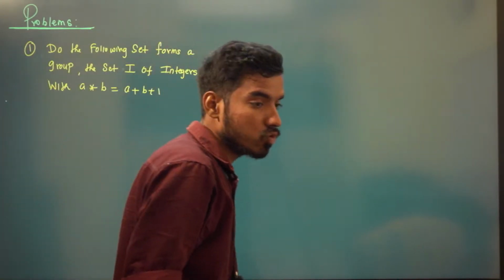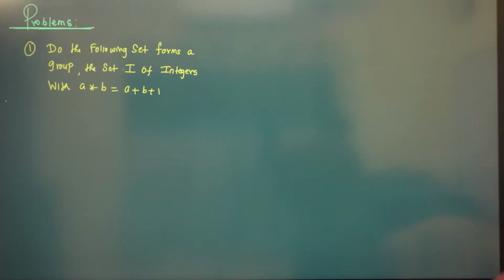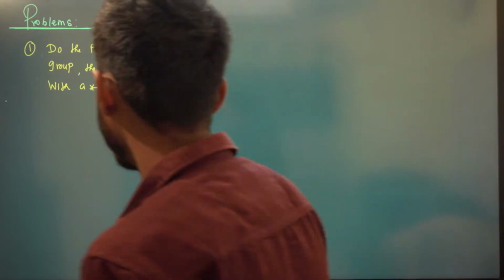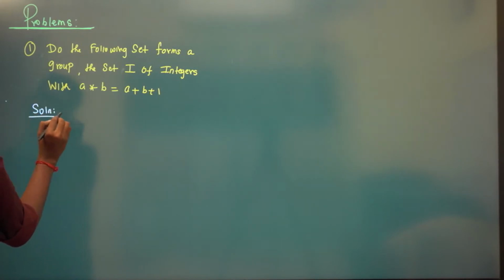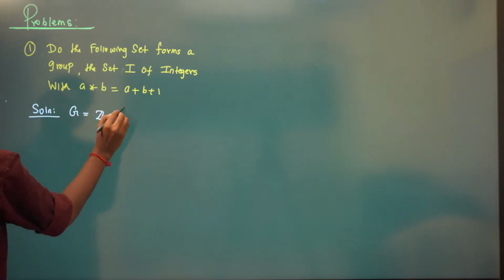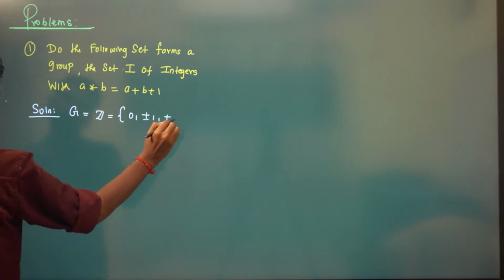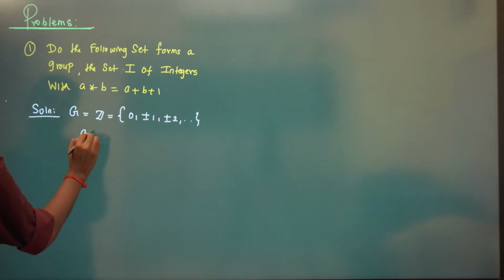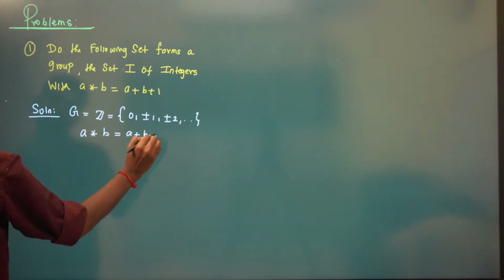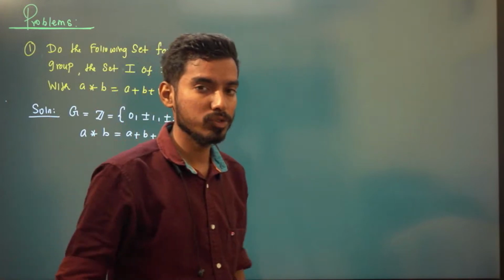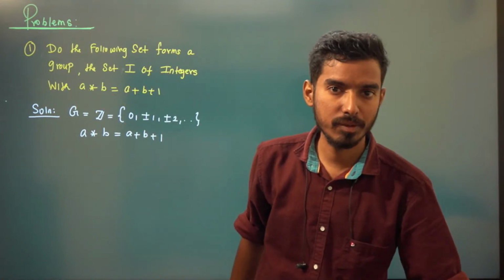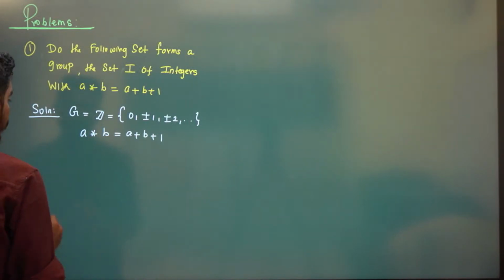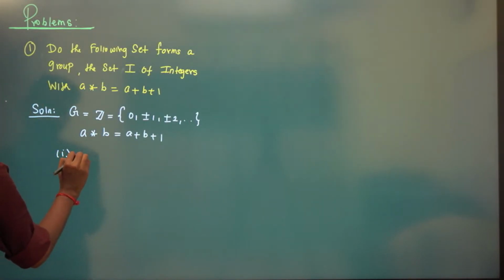Okay, does the following set form a group? The set I of integers with the binary operation a star b equals a plus b plus 1. Right, very simple. So here G is the integers: 0, plus or minus 1, plus or minus 2, and so on. The binary operation is a plus b plus 1. So whenever you are operating on two elements, you need to make use of a plus b plus 1. It is not usual addition. If it were usual addition, a star b would be a plus b. But it is not, so whenever you are combining two elements, you need to use this operation. Okay. So first, closure.